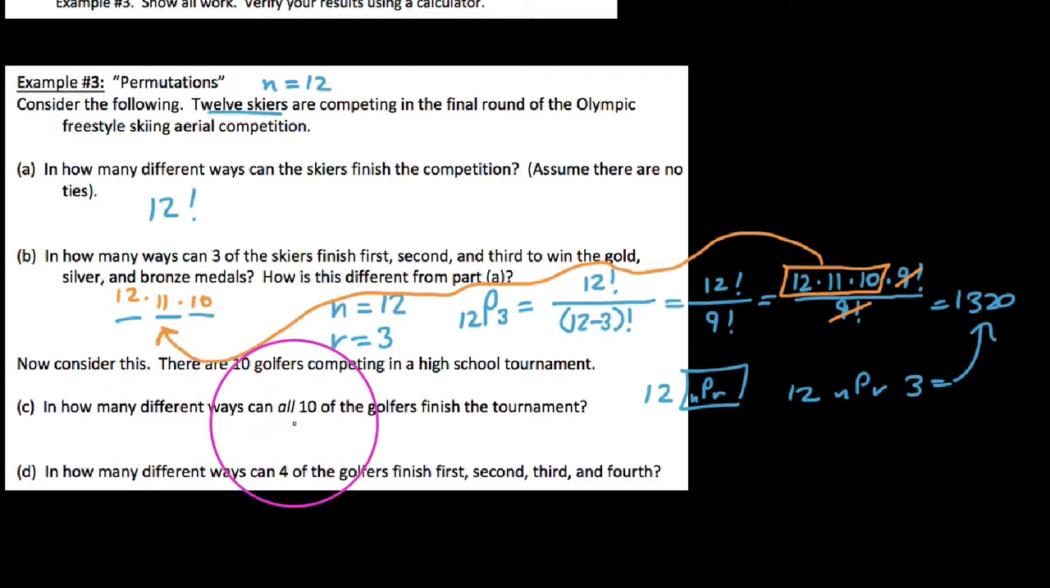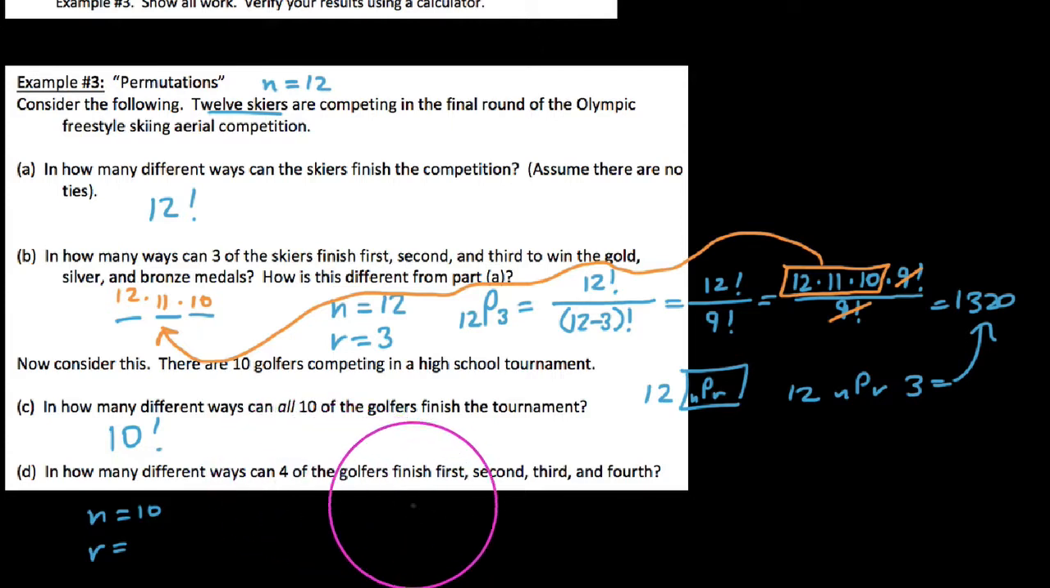So again, let's say we have 10 golfers competing in a high school tournament. In how many ways could we rearrange all of them? Well, the fundamental counting principle will just tell us that there are 10 factorial ways to do it. But if I have 10 total golfers, so our n would be 10, and I wanted to rearrange 4 of them, in how many ways could they finish first, second, third, fourth? Order matters here, so we're talking about a permutation, and we want to rearrange 4 of them. So again, we say 10 permuting 4 at a time.